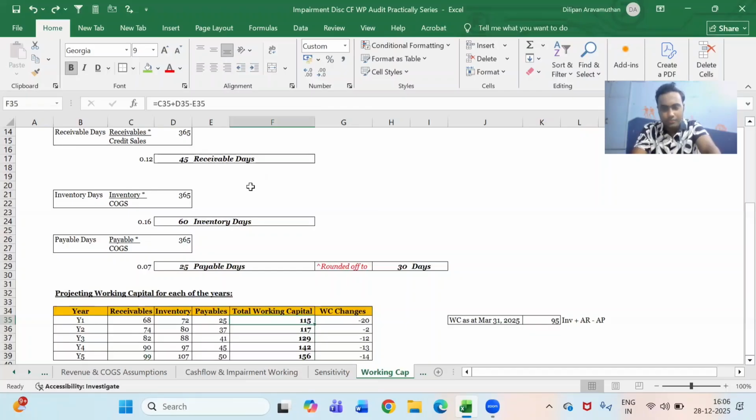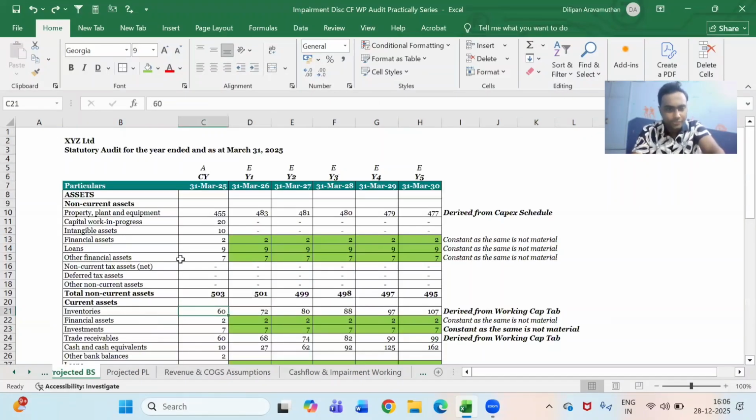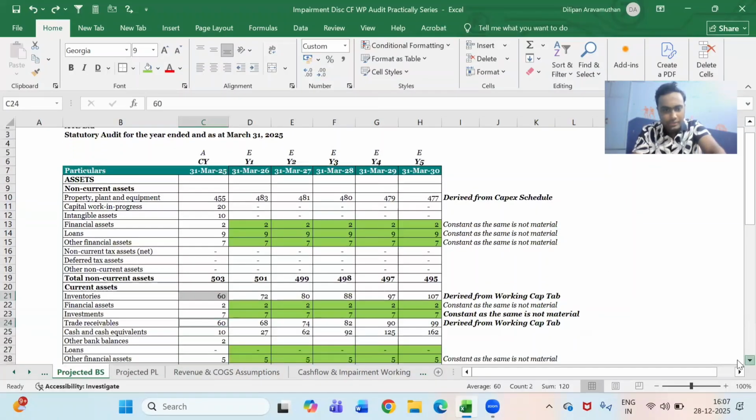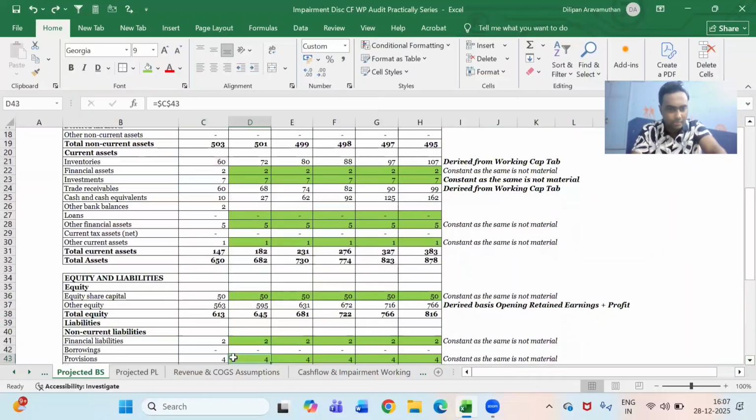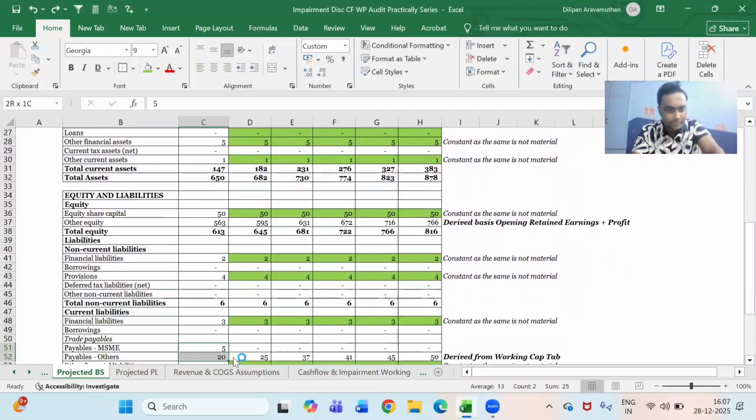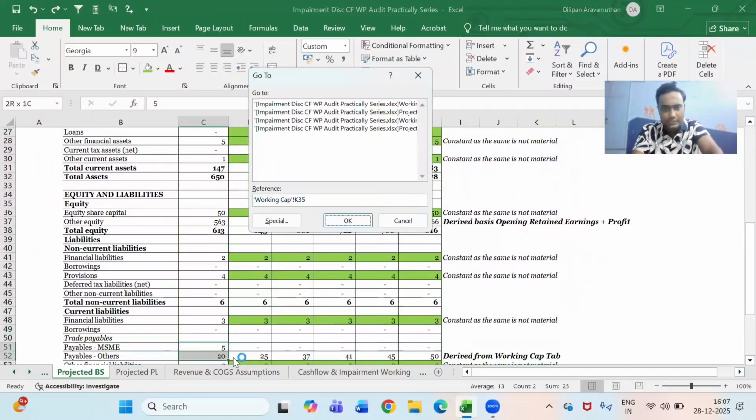So what do we do now? Basically, guys, let's find out the working capital as at March 31, 2025. Working capital as at March 31, 2025 would be my receivables as at March 31, 2025, plus inventory as at March 31, 2025, minus payables as at March 31, 2025, which is what we have basically taken here. C21 plus C24 minus C25. We get a number of 120 here, minus my trade payables. Let's just come down a bit. 120 minus 25, yes, that's the number we got here.